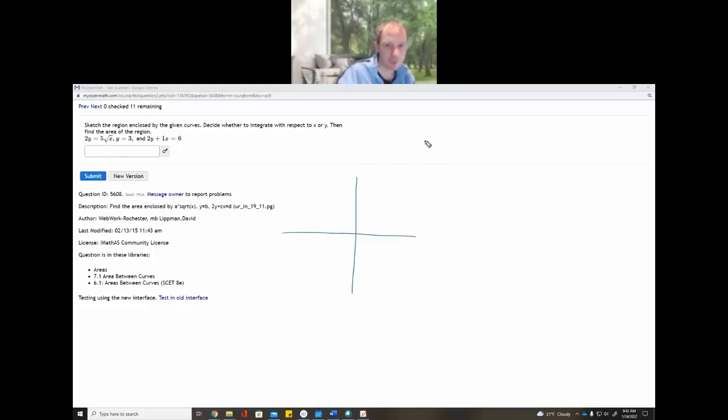So the first curve is 2y equals 5 root x. If I want to graph that, I think it's really easy for me to solve for y. So y equals 5 halves root x. And then I can graph that, right? So that's just a root x equation, maybe stretched a little bit up. And then now let's look at the next one. The next one is y equals 3. That's just going to be a horizontal line.